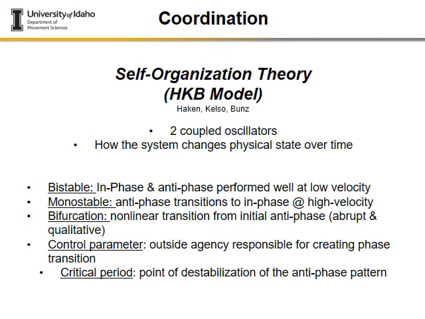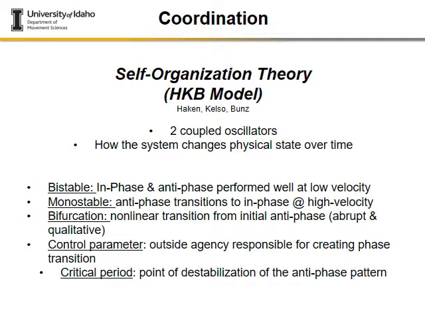Now there is some sort of control parameter, and the control parameter is some outside agency that's responsible for creating this transition. For this, the control parameter is the velocity. You're increasing velocity, and that's your control parameter. And at some point you reach a critical period, and the critical period is the velocity at which your body is put into this bifurcation because it prefers to be monostable at that velocity.